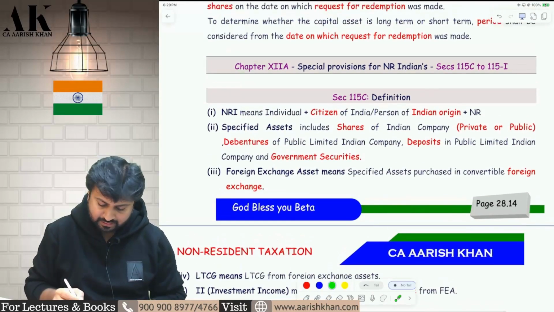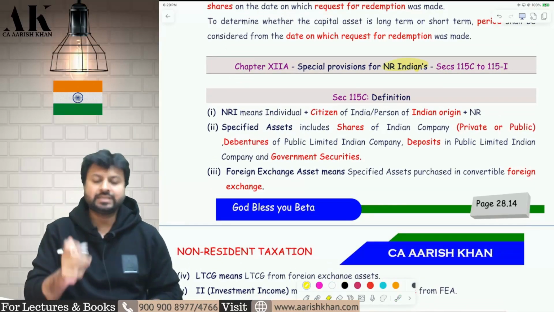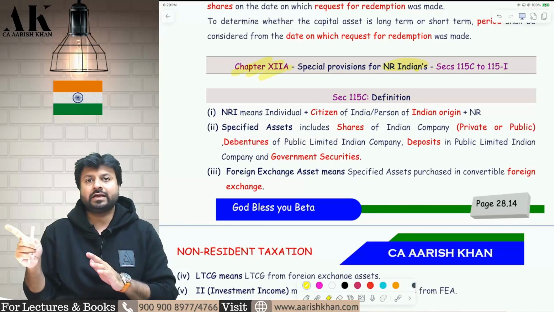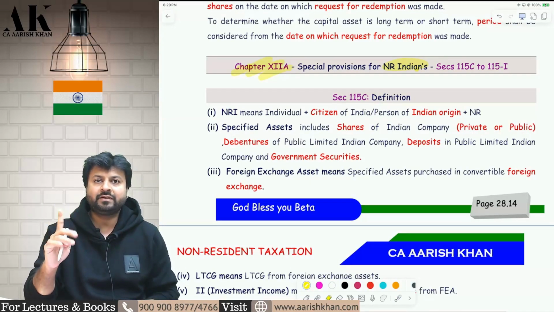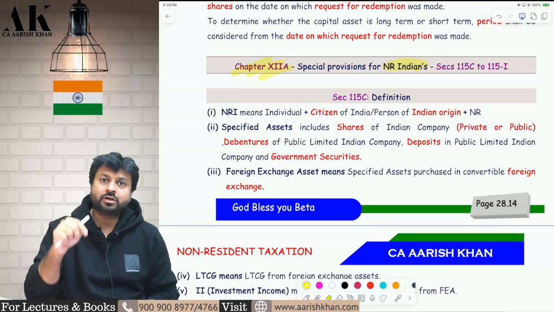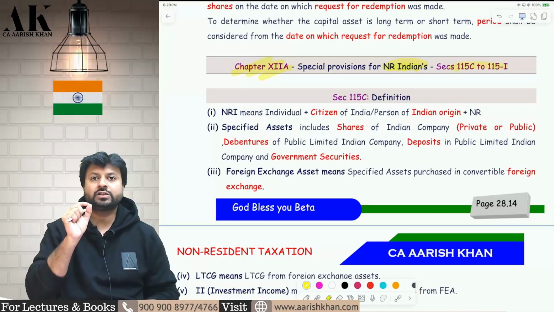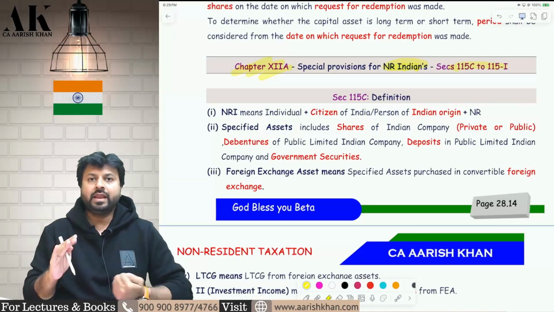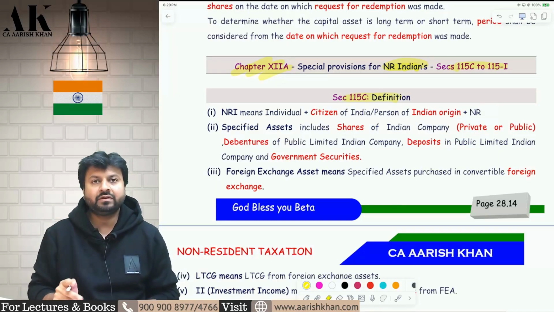That is a special chapter specially made for non-resident Indians. It's a special chapter, chapter 12A. Now whatever special tax rates we have done so far, 115A, 115AB, 115AC, 115AD, all of them were covered in chapter 12. Now this is a special chapter, chapter 12A, specially made for non-resident Indians, which is covered under sections 115C to I. Okay. Now, in this, first of all, we need to understand the definitions of certain terms which are given under 115C.